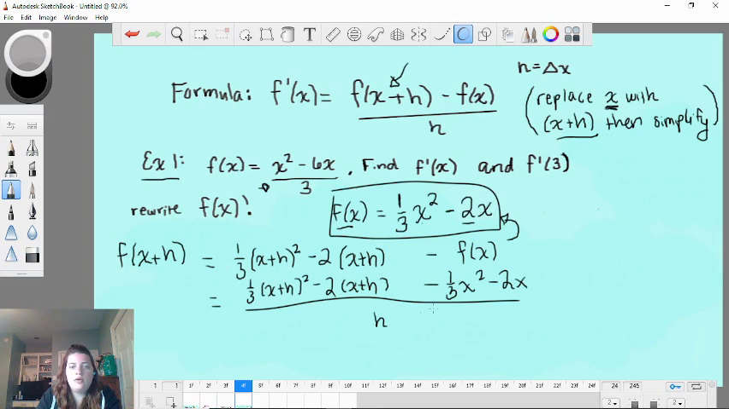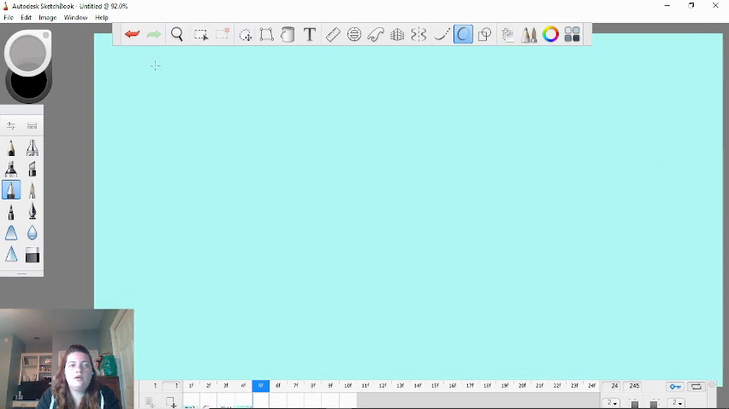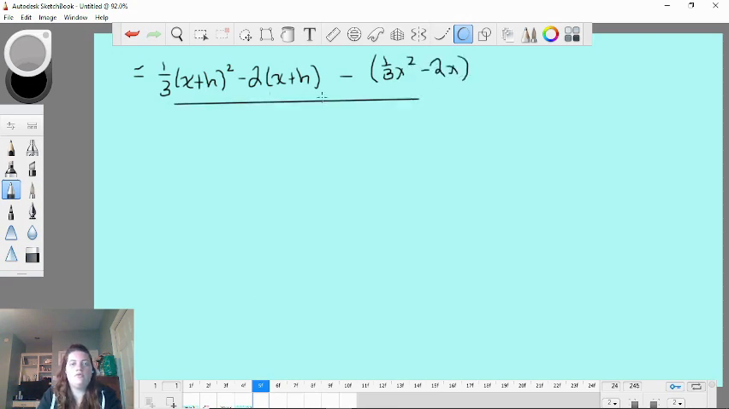Now, always put parentheses in everything when you plug it in. Reasons for this, when you're subtracting f of x, that negative is going to affect everything within your function. So I'm going to go to the next slide. Alright, so we have 1/3 (x plus h) squared minus 2 parentheses x plus h minus parentheses 1/3 x squared minus 2x all over h.